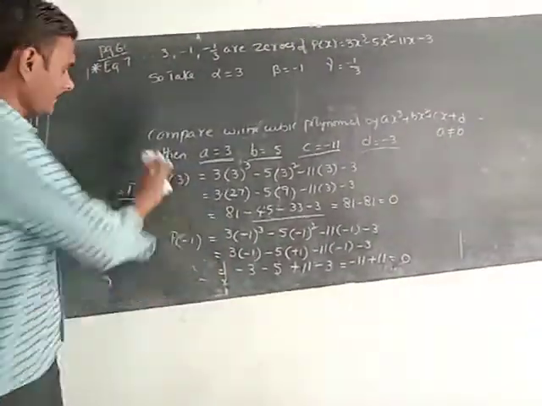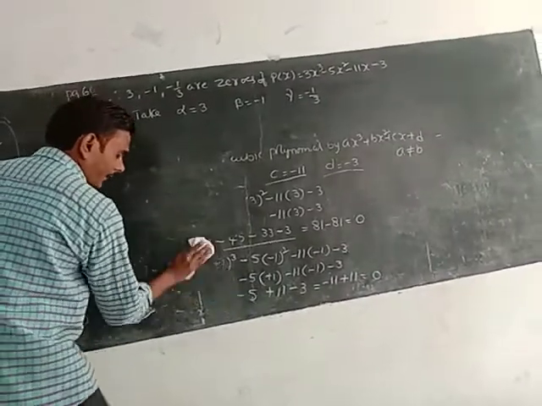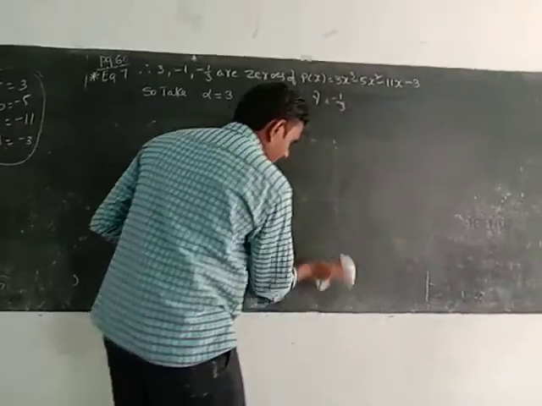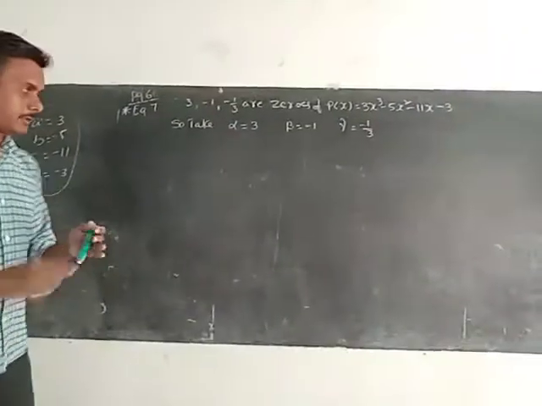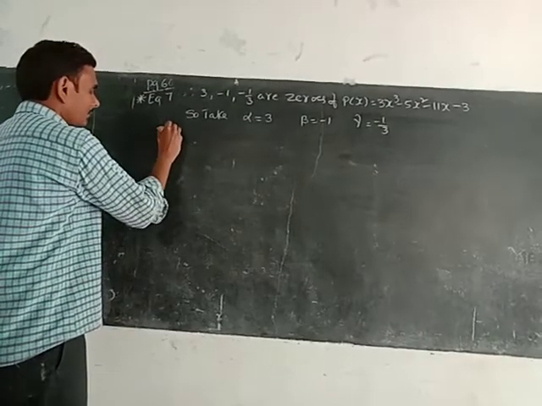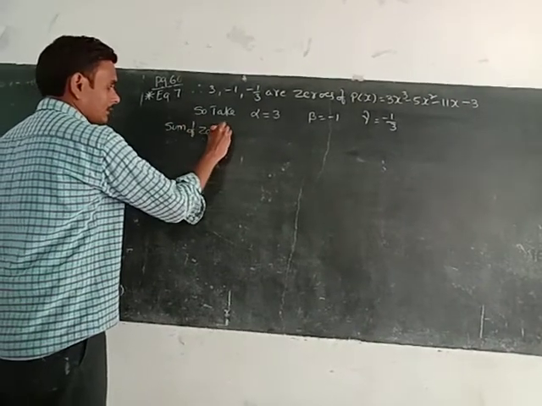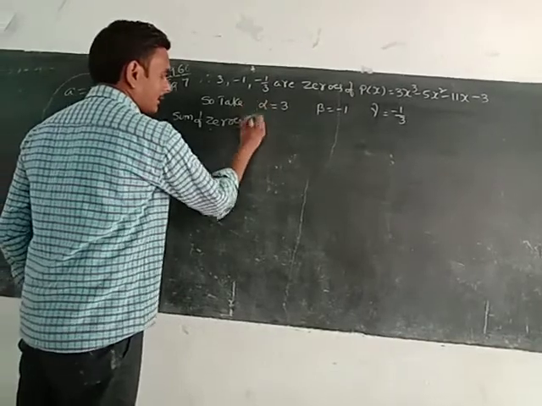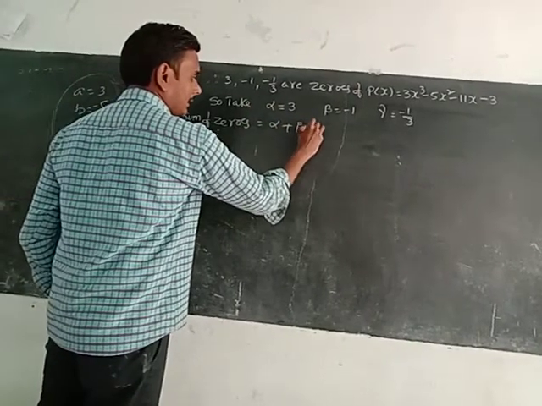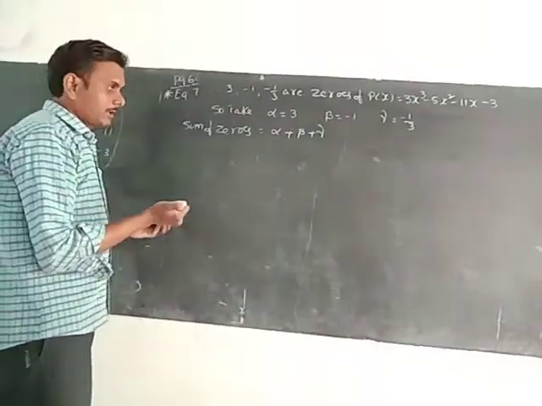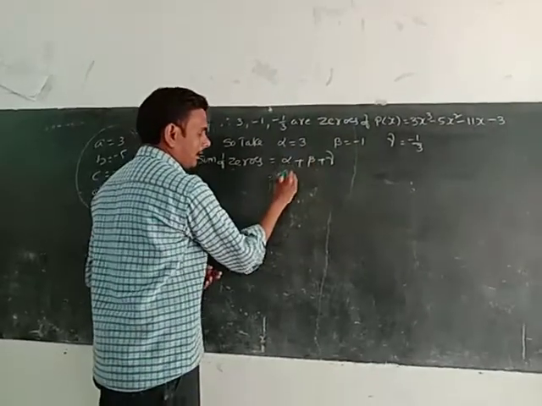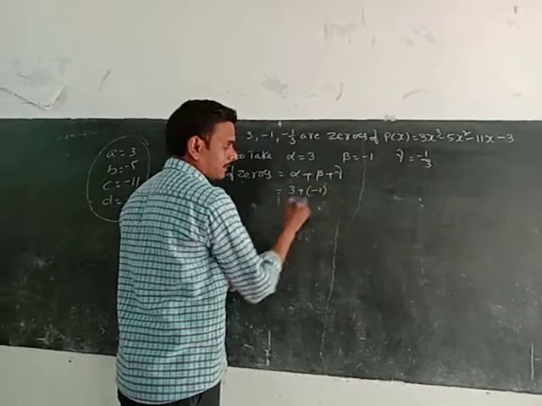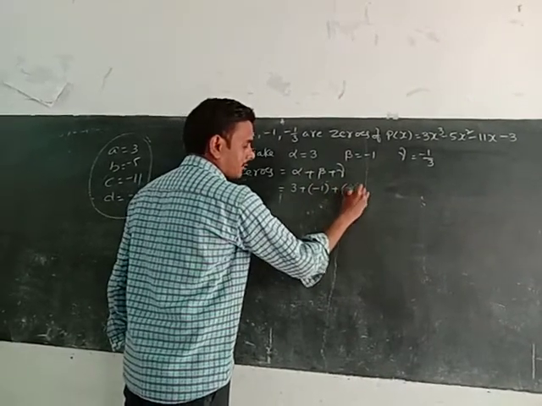Now we will find out the sum of zeros, the sum of the product of zeros, and the product of zeros. First, the sum of zeros. What is the sum of zeros? Alpha plus beta plus gamma. Alpha plus beta plus gamma means 3 plus, here minus 1 is the beta value, minus 1, plus minus 1 by 3.